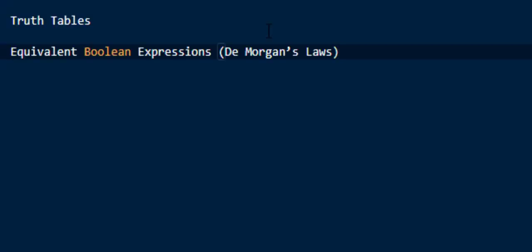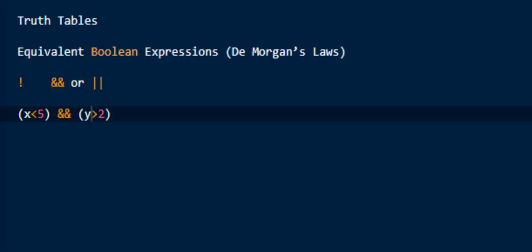Let us see equivalent Boolean expressions or De Morgan's law. What is De Morgan's law? De Morgan's laws were developed by Augustus De Morgan in the 1800s. They show how to simplify the negation of a complex Boolean expression, which is when there are multiple expressions joined by an and or or, such as x is less than 5 and y is greater than 2.